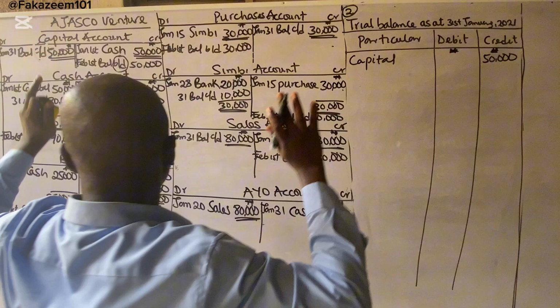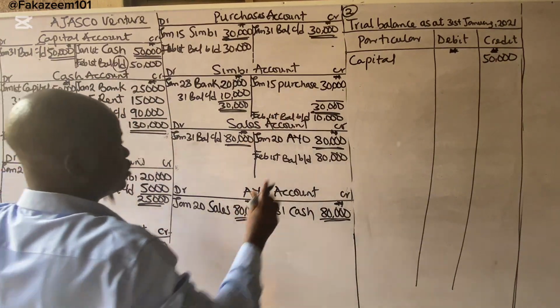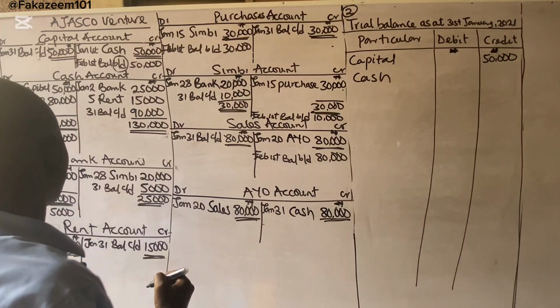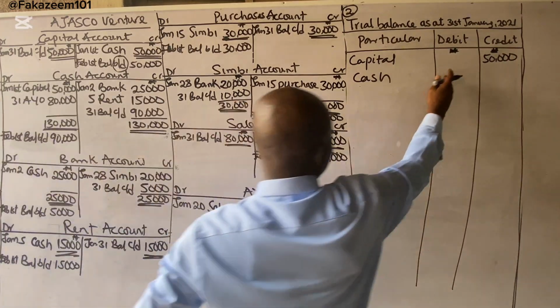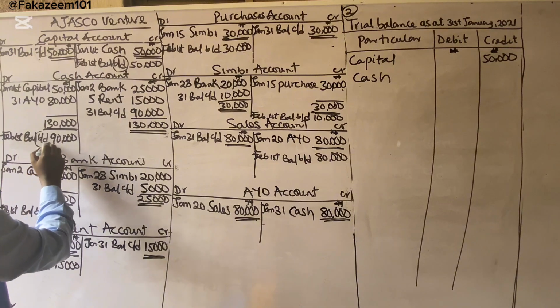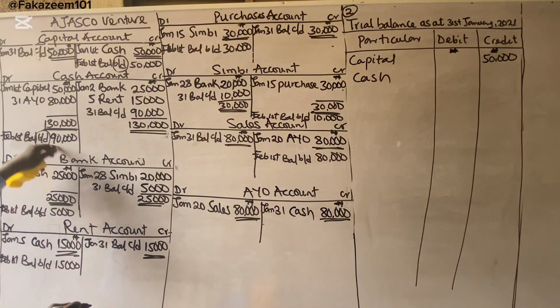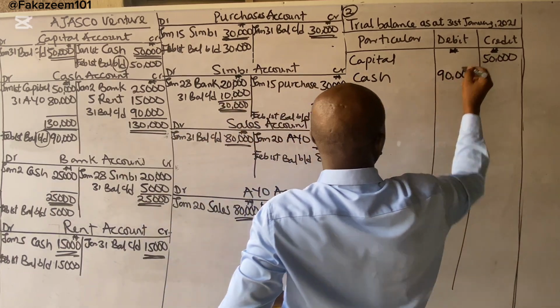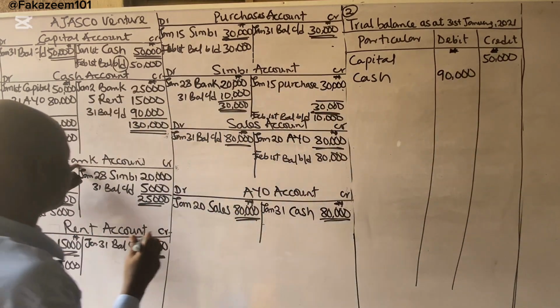Let's look at cash. The next one is cash account. We write cash. After we write cash, you see that it has debit and it has credit. For us not to be confused, we come here. Where's the balance BD? The balance BD falls on debit side. It means it will be on debit side. We have extracted. The next one is bank.